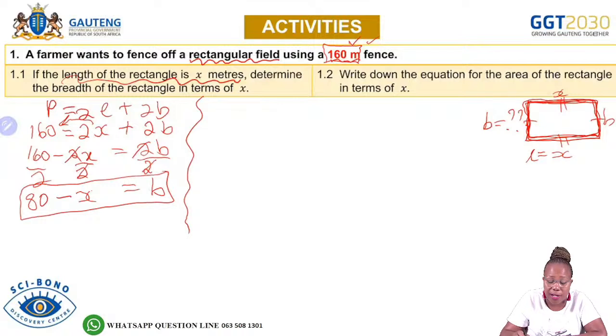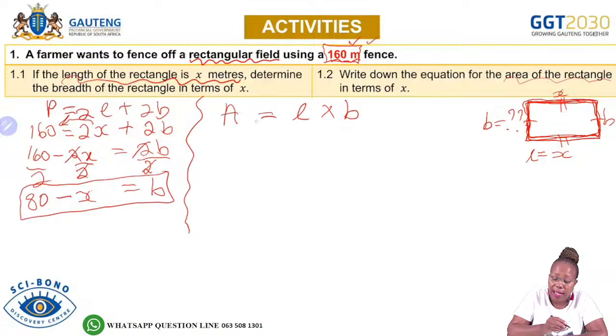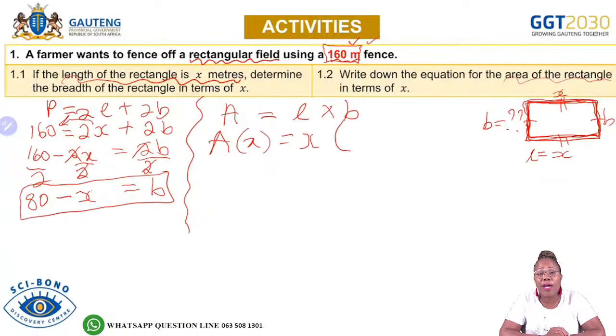We are looking at what now? The area of the rectangle in terms of x. What is the area formula for a rectangle, grade 12? That is the length multiplied by breadth. And then what is the area in terms of x now? The length is how much? The length is x. And then we are multiplying with the breadth.